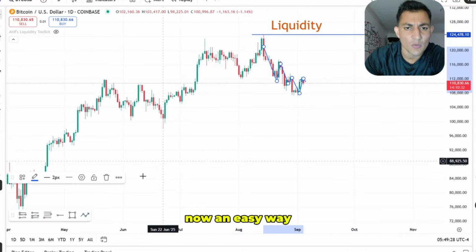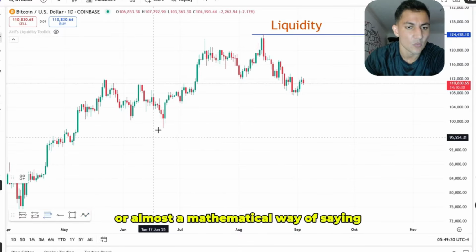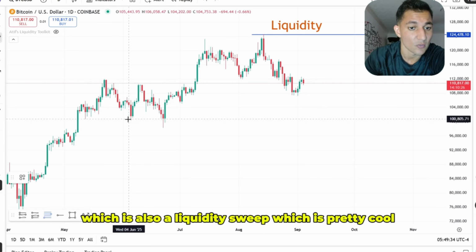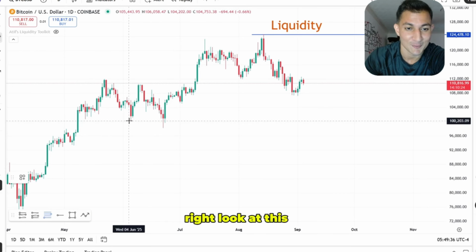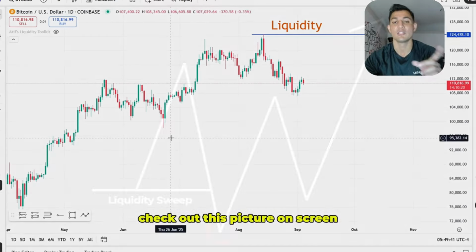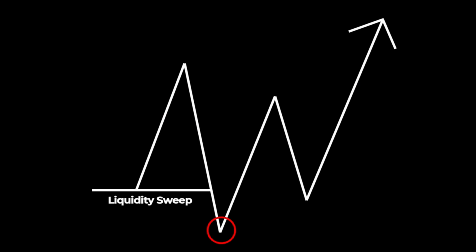Now, an easy way, or almost a mathematical way of saying buy the dip, is this. So you see this low here, which is also a liquidity sweep, which is pretty cool. Look at this, see how the wick. And if you don't know what a liquidity sweep is, check out this picture on screen now. Nice clean image of a liquidity sweep. Essentially, it's a stop run.